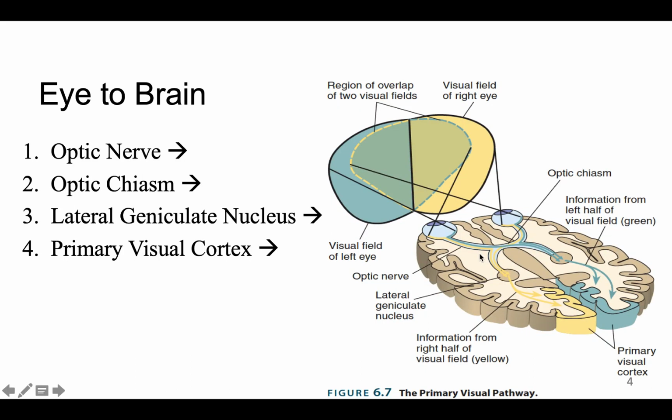Once we get to the primary visual cortex, we are looking at the calcarine fissure. That's why they're showing you a horizontal view of the brain here so that you can see this calcarine fissure. From the outside of the cortex, you can't see much of the primary visual cortex at all. Remember that the primary visual cortex is also sometimes called the striate cortex, or also called V1.